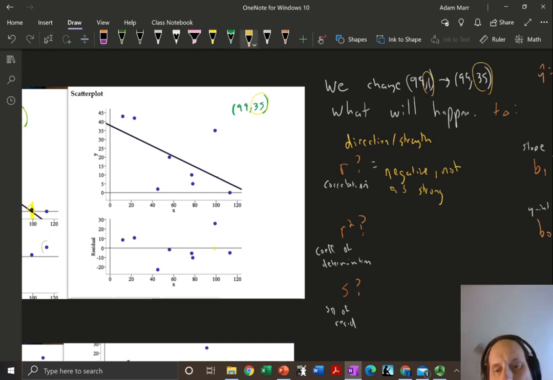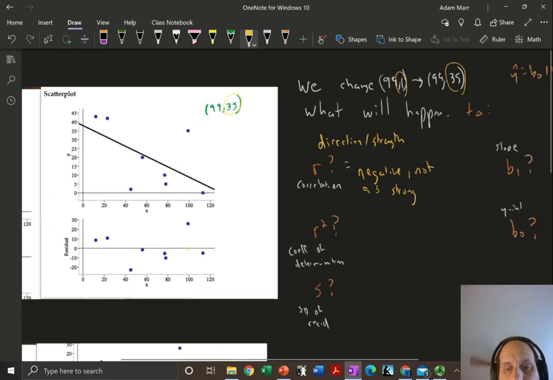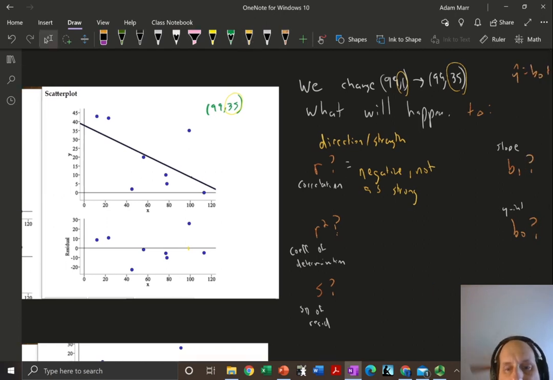Okay, so that's kind of similar to R, of course, but R squared is going to be a percentage. So the more residual, in this case, it will be lower. All right, it's going to be a lower percentage.